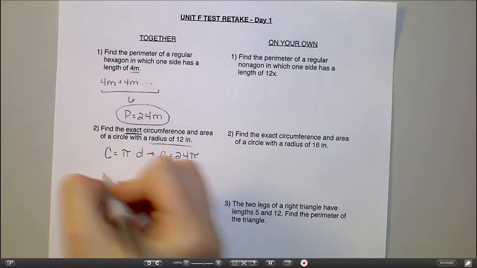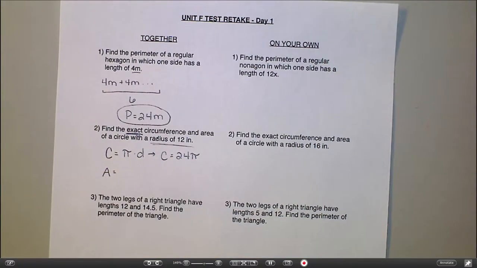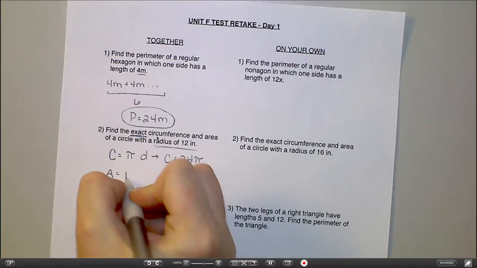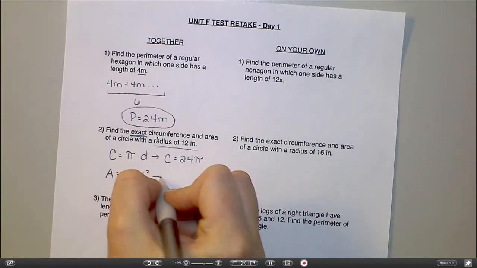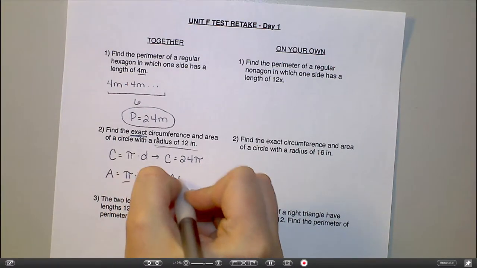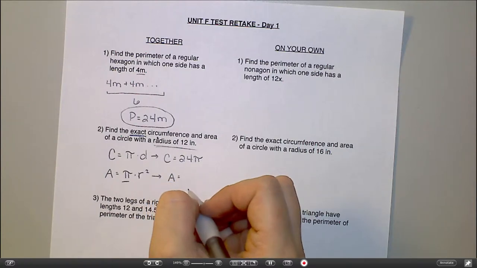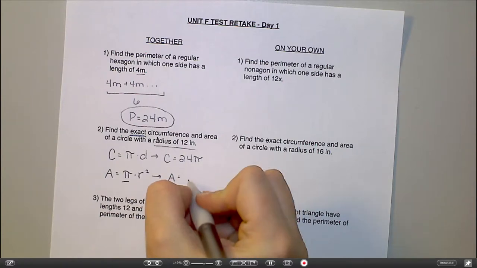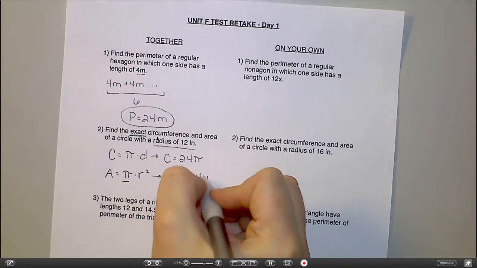Okay, what's area? How do I find area of a circle? There you go, pi times r squared. Again, I don't want to touch the pi. So my r squared would be 12 squared, which is, you know, 144. Good, 144. So this answer would be 144 pi.